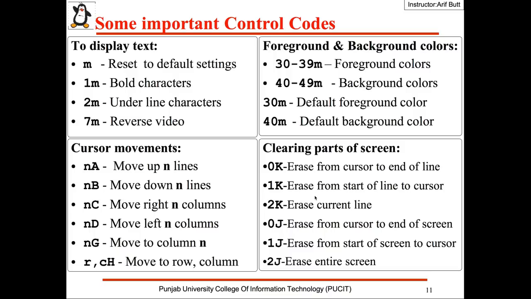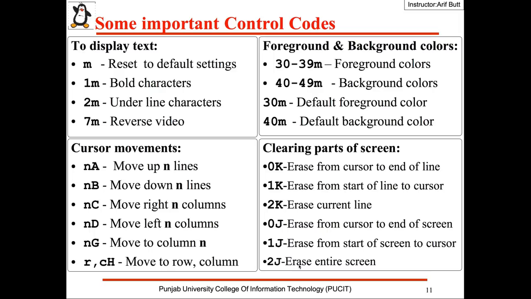And these are some of the codes that are used to clear the entire screen or maybe some parts of the screen. Well, this 0K is used to erase from the current position of the cursor to the end of the line. 1K is used to erase from the start of the line to the current position of the cursor. 2K is used to erase the entire current line. And this 0J means erasing from the cursor to the end of the screen. 1J means erasing from the start of the screen to the current position of the cursor. And if you want to erase the entire screen, you can use 2J.